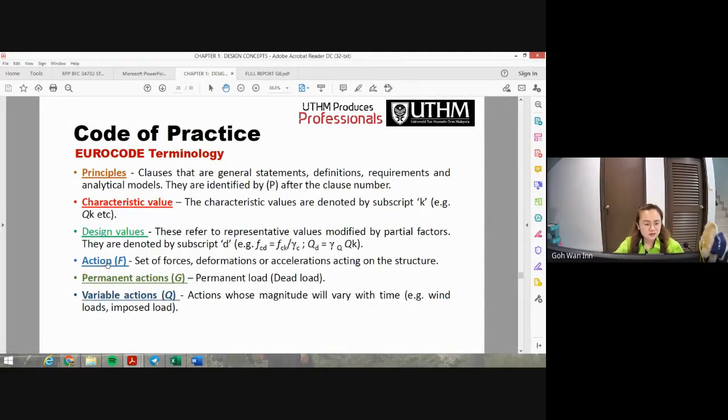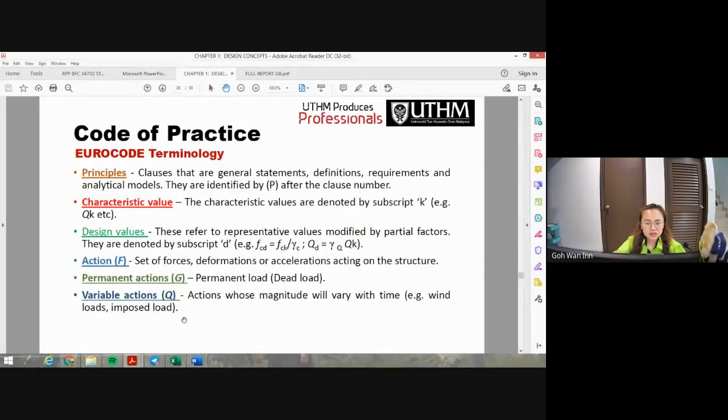And then actions is F, force. Two important actions here are permanent actions, which last time we called dead load, meaning the load is permanent on the structures. We use G. So the characteristic permanent action will be GK, and the characteristic variable action will be QK. So the design load will be, for example, 1.3 GK plus 1.5 QK. Then you know the design load is from the characteristic value.